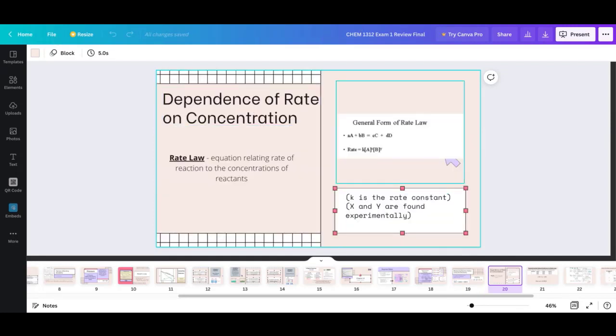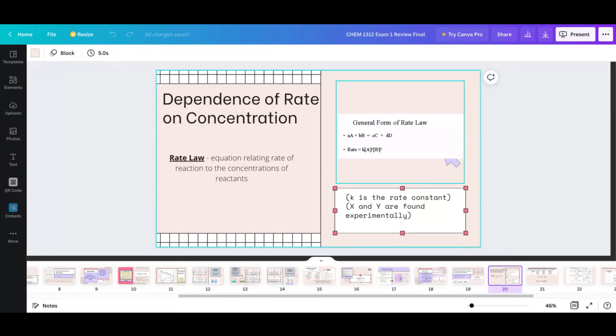Adding on to this, we can find the rate law, which is the equation relating the rate of reaction to the concentrations of reactants. The general form of the rate law is rate equals k, which is a constant, times [A] to the power of x, times [B] to the power of y. So k is the rate constant, and x and y are found experimentally.